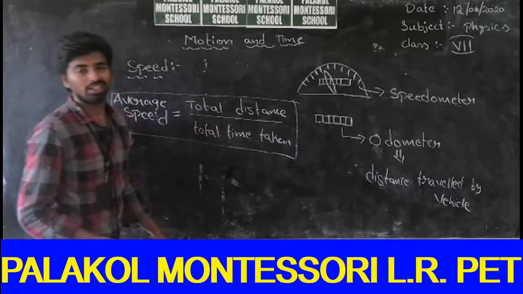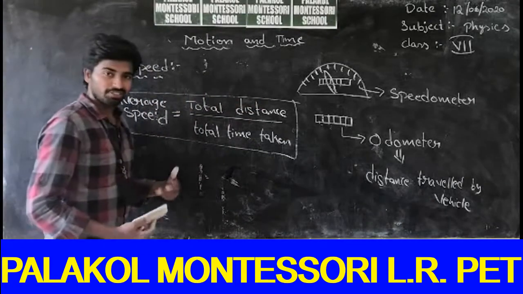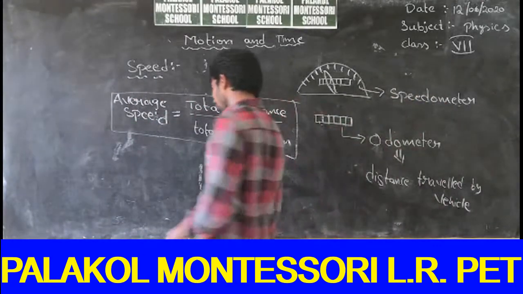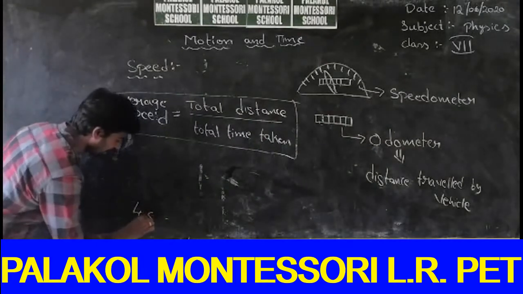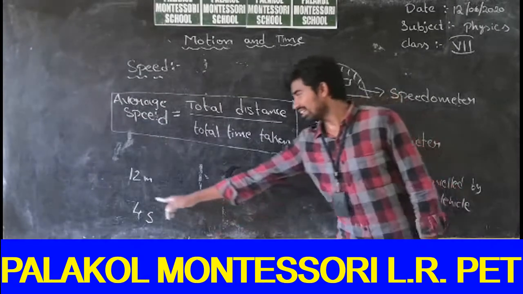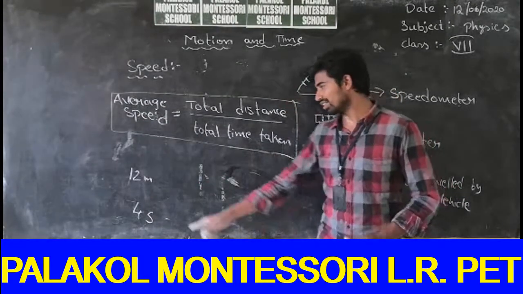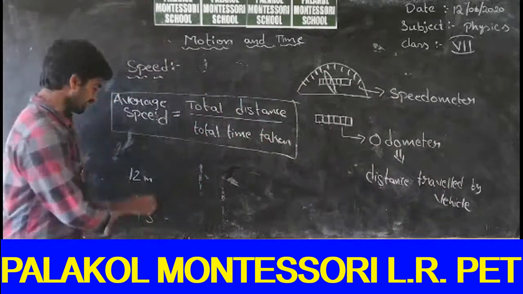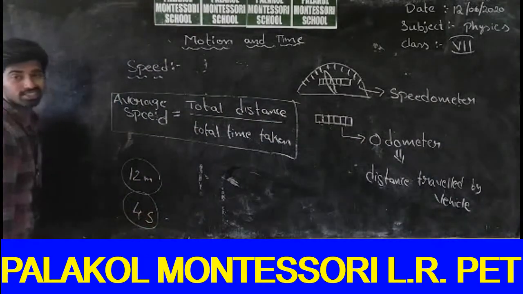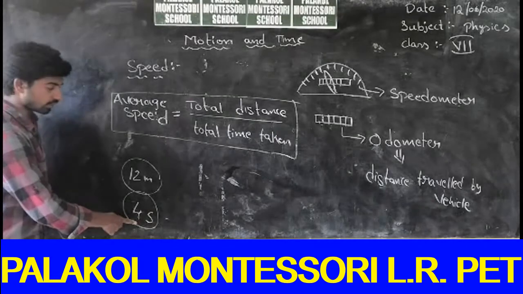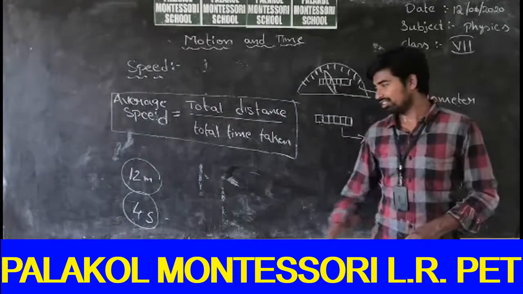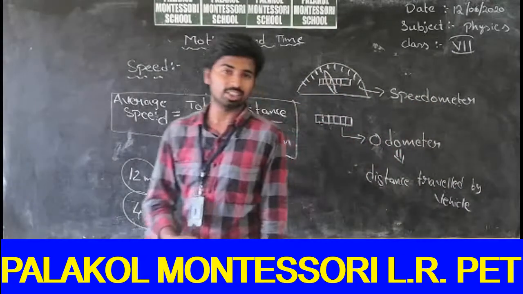For example, if I was in motion and I have taken 4 seconds to travel 12 meters. What was the total distance I traveled? 12 meters is the distance I traveled. And what was the time taken to travel that distance? The time taken is 4 seconds. So let us calculate my speed.